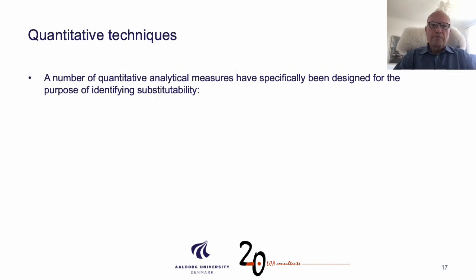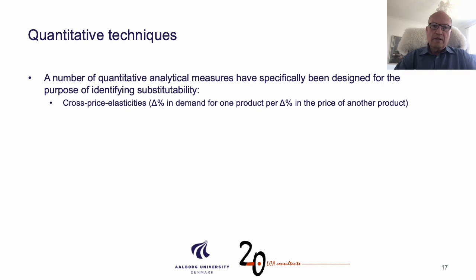There is a number of quantitative techniques that have specifically been designed for the purpose of identifying substitutability. One of these is cross-price elasticities, where you express the demand for a product in percentage change per percentage change in the price of another product. We can also look at time series of price movements, where the different products either show similarity of convergence in their movements over time.